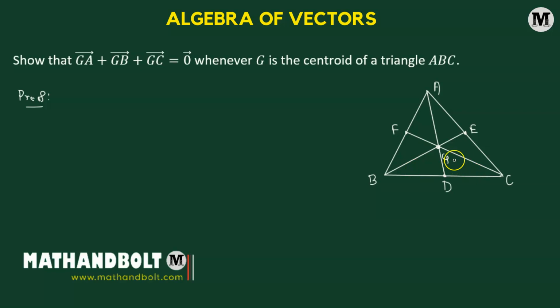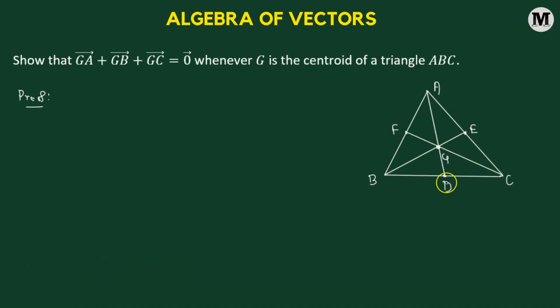Now, for this triangle ABC, AD, BE, and CF are the medians of the triangle. A median is going to bisect the side of a triangle into two equal parts. Now here, G is the common point of intersection of the three medians, and that's also referred to as the centroid.